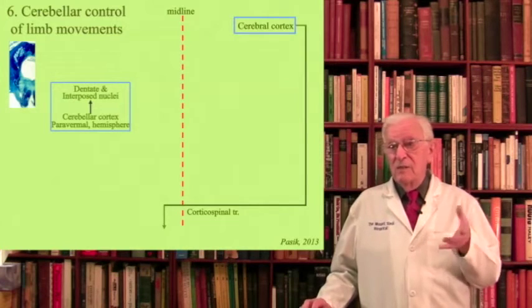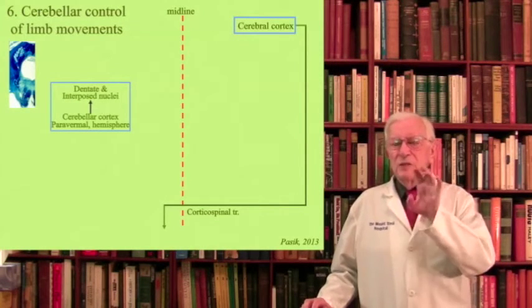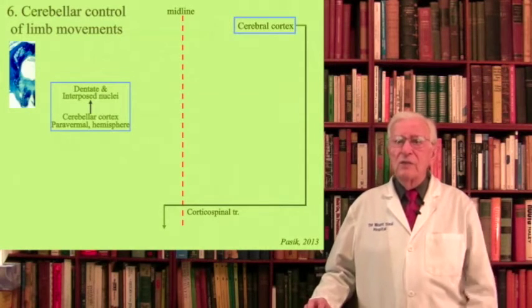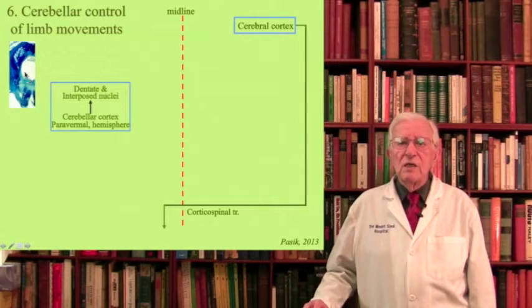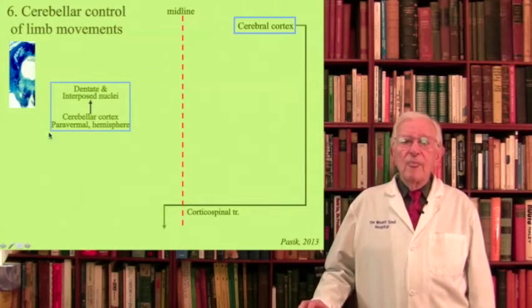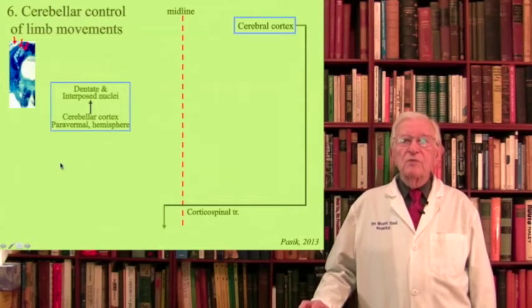Right. Now we have the following. I'd like to illustrate each of these boxes with corresponding sections or slides. And here I showed you this already, that this section shows here the cortex, and here you saw the dentate nucleus, and here the interposed nuclei. Very good. Cortex, the dentate, interposed. Fine.